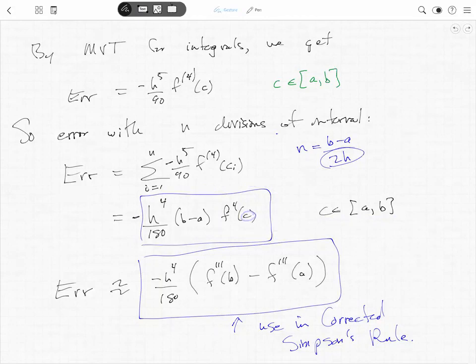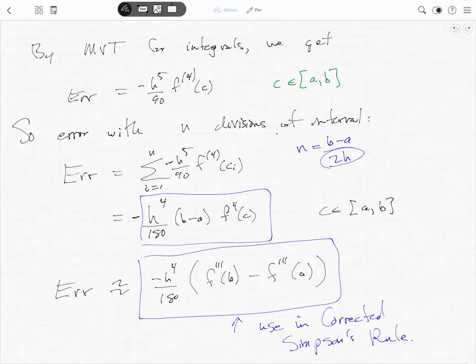And then in a similar way, we can get a second formula for the error by interpreting this sum as a Riemann sum and then rewriting it as an integral. So this error is equal to this sum, which is the Riemann sum of some integral. So it's an approximation to the integral of f to the fourth. The integral of f to the fourth would be f to the third evaluated at b minus f to the third evaluated at a. So we get a very similar formula to the one we got before for the trapezoid rule.